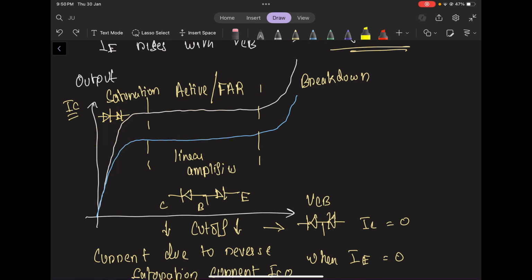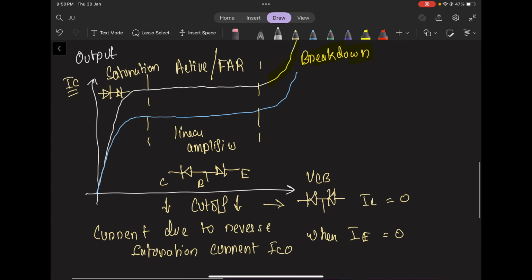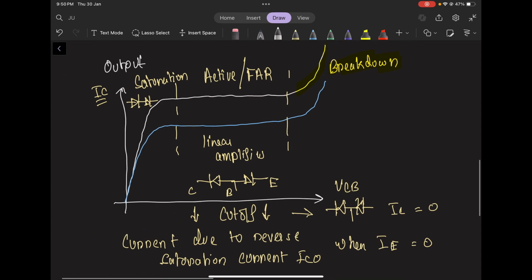Now, this region is known as breakdown, where the transistor's internal structure breaks down and IC increases rapidly. Okay, now if we talk about how the diode behaves, in the saturation region, both the diodes inside the BJT are forward biased. So basically, VCB and VBE are both forward biased. In the forward active region, the first diode or VCB is reverse biased and VBE is forward biased.